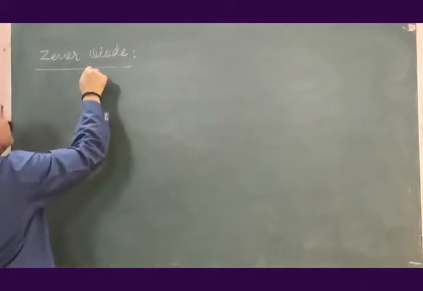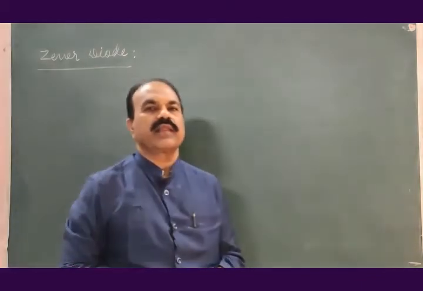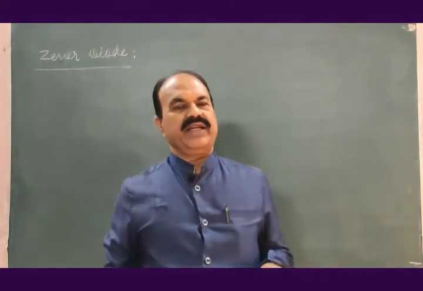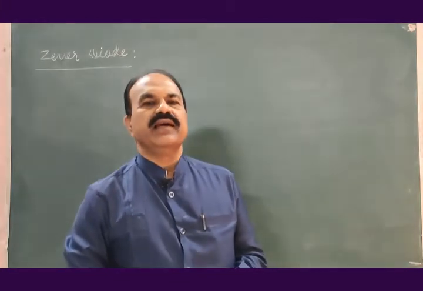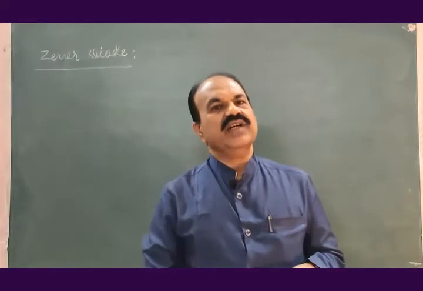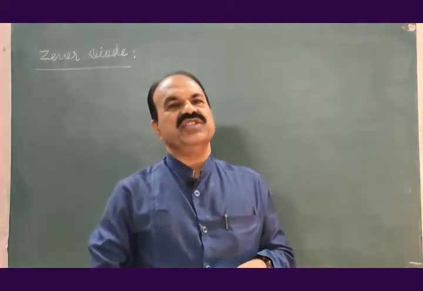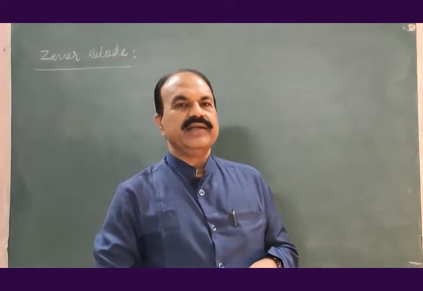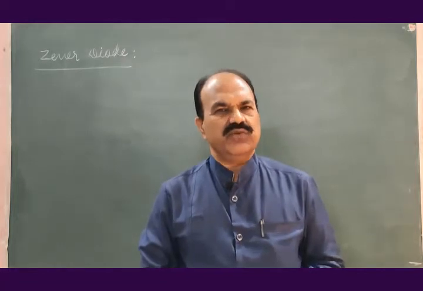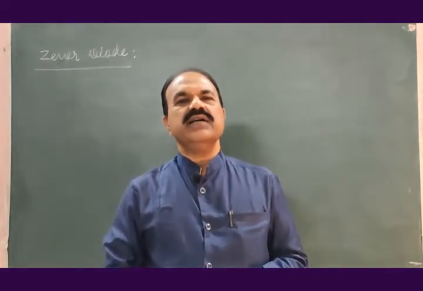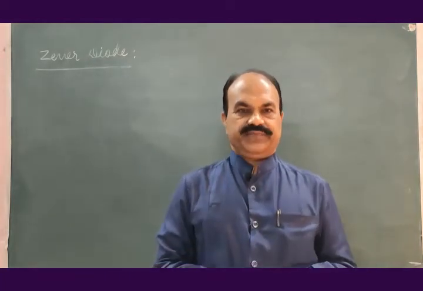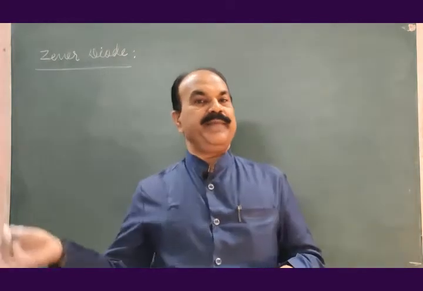Zener diode. Zener diode is again a semiconductor diode. It is having the same crystal structure as ordinary PN junction diode. All properties of Zener diode are similar to properties of the PN junction diode. Then why the different name is given to this diode?